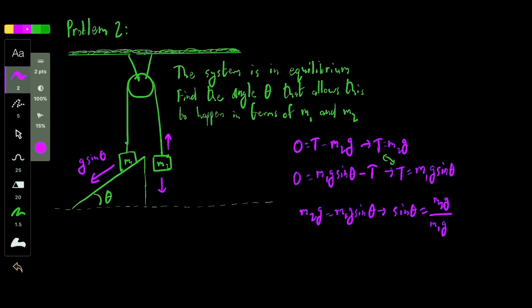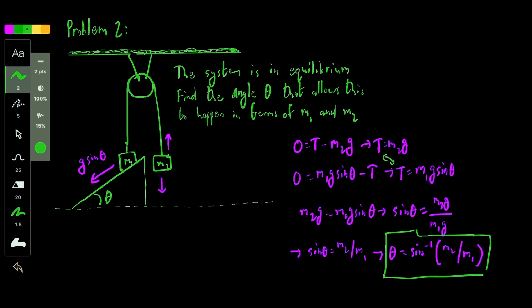So, now that we have that, we can simplify and get sine theta is equal to m2 by m1, and taking the sine inverse of both sides, we get theta is equal to the sine inverse of m2 divided by m1, and that is the solution to this problem.